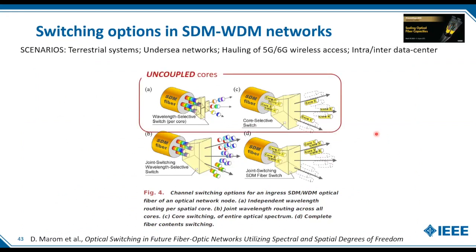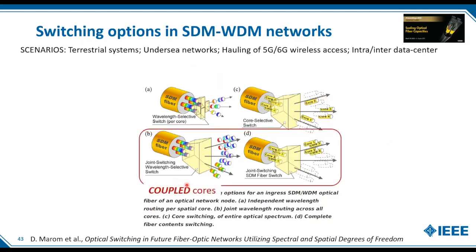In particular, if spatial modes do not couple during propagation, as is the case in uncoupled core multi-core fibers, then frequency channels and spatial channels can be switched, can be routed independently. Of course, switching the entire spectral content of a spatial mode is an option of lower complexity.